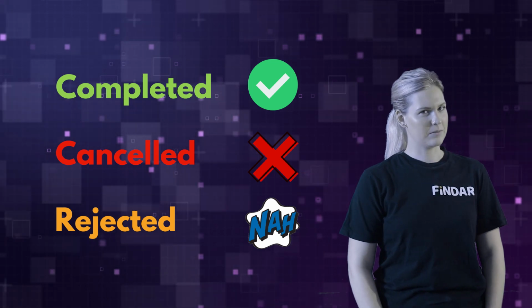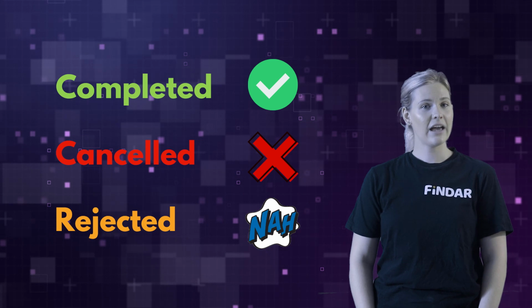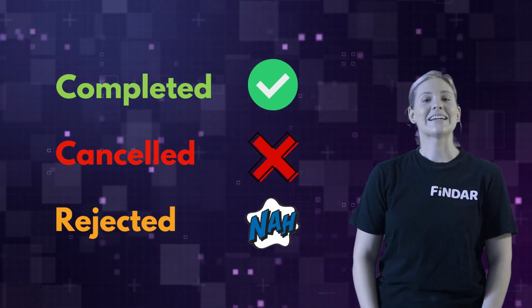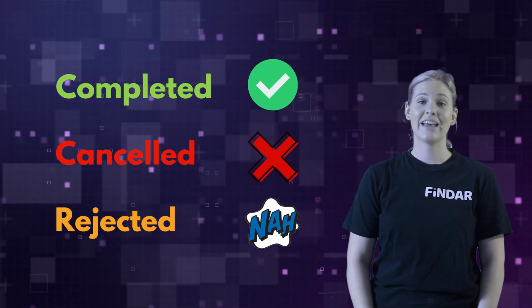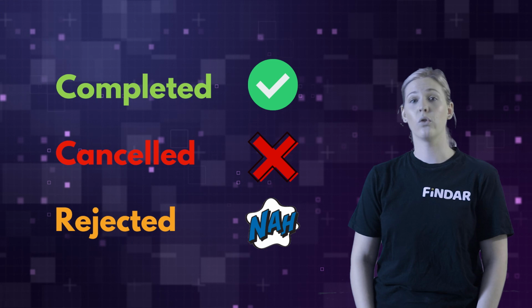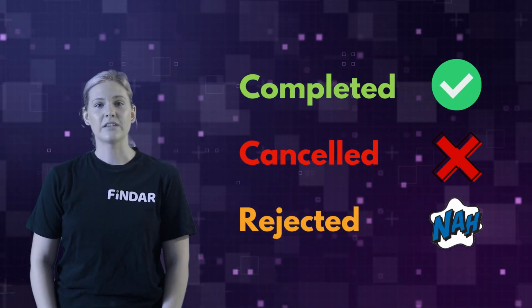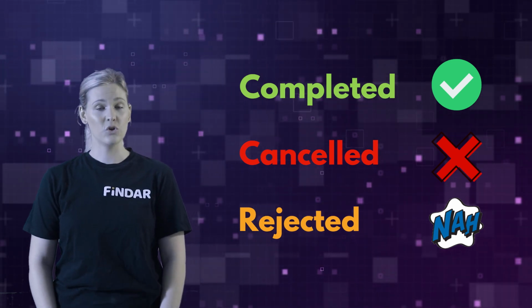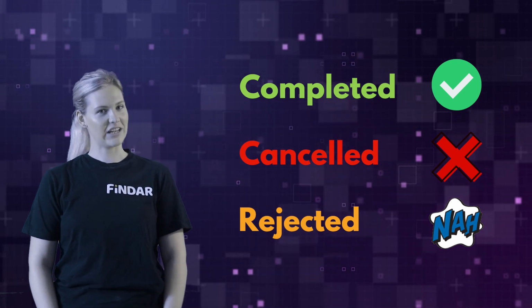Completed is pretty self-explanatory. If a job that either you manually added yourself or you got the job from Findar is successfully completed, then the job appears as completed. Cancelled is when either you or the client cancel the job. Rejected is when you receive a request for a job through Findar, you then tender on the job and you lose the tender to another company. This is when the status will appear as rejected.